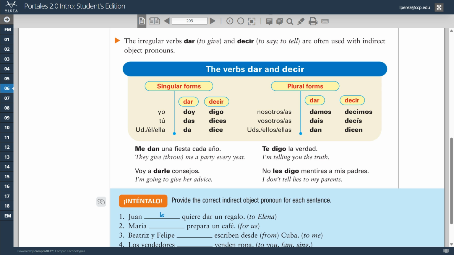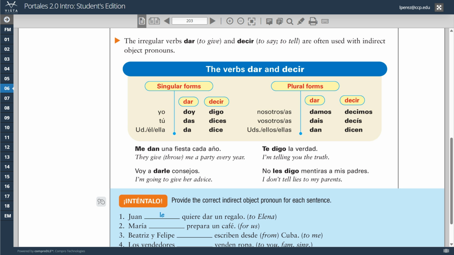To give you an example, let's read the examples below. Me dan una fiesta. There's no explicitly stated subject that is they. We could have said ellos, it could have been ellas, but we understand that the verb is in that third person plural, like here, dan or dicen. That third person is ustedes, ellos, or ellas. So ellos dan una fiesta, but to who?